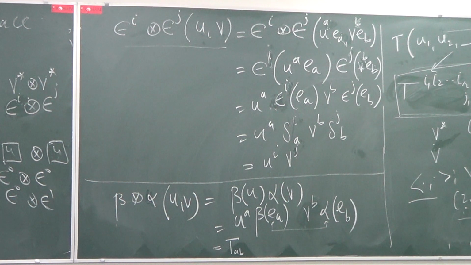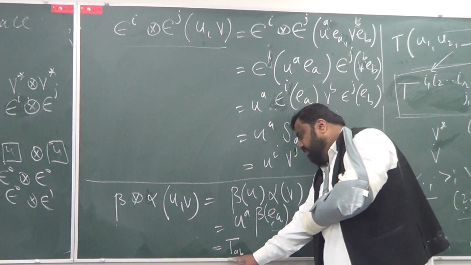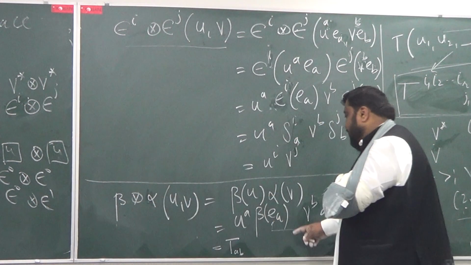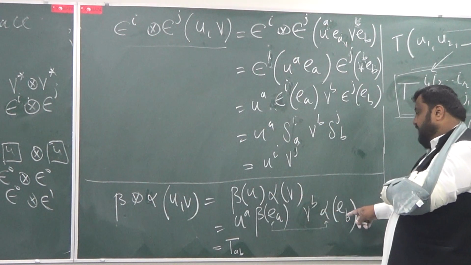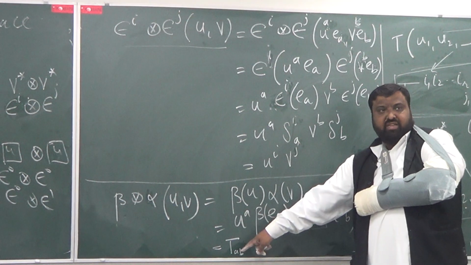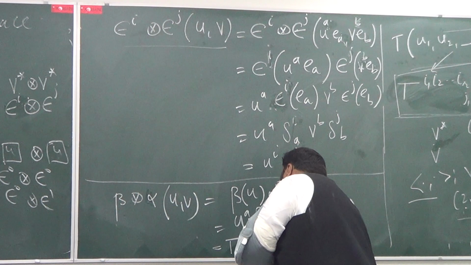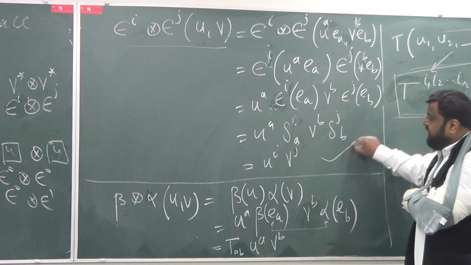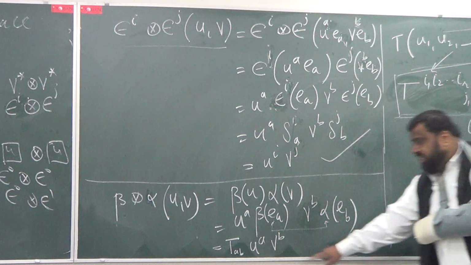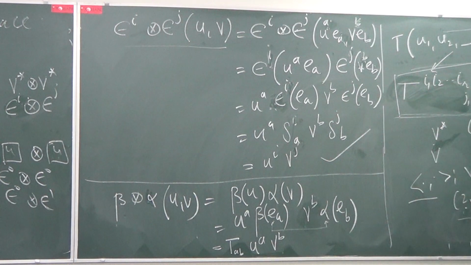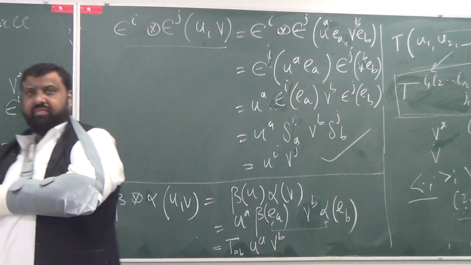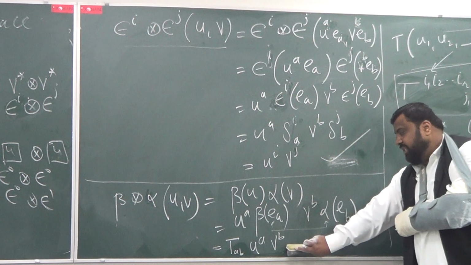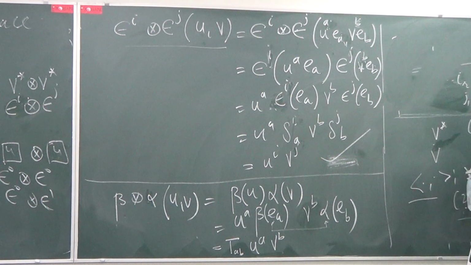T_AB. Order is important. So what would be the interpretation for T_AB? That you are taking the beta, the first, operating onto the e_A, and then e_B, and then multiplying, and then the product is this guy. And what did you get on the other side? u^A and v^B. So keeping in view this interpretation, what would be something sensible that we can say about this expression?